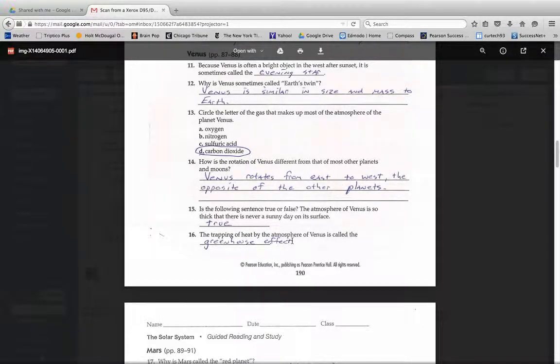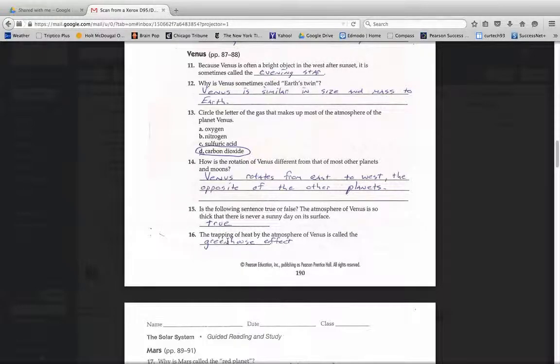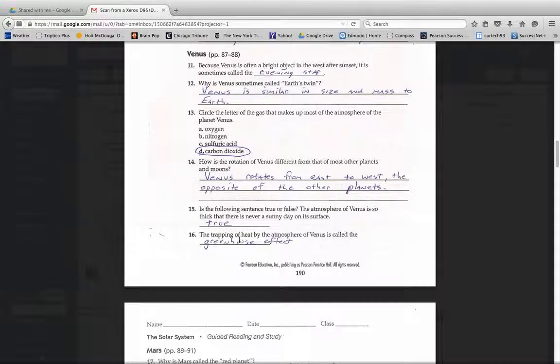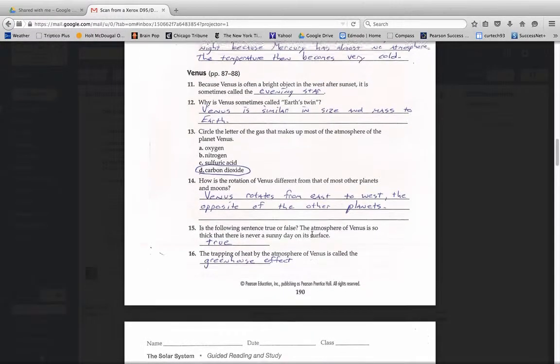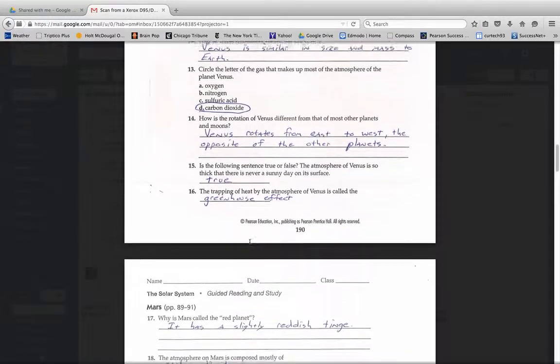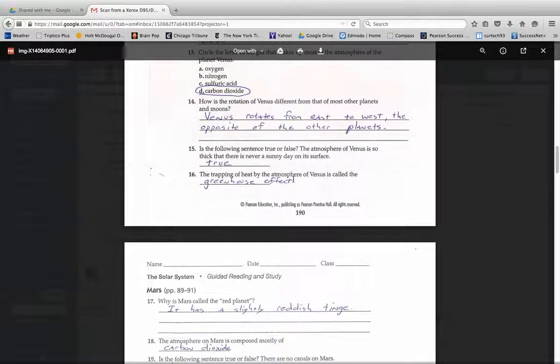So greenhouse effect happens on Earth too. Maybe you've heard of it. The atmosphere traps heat. The air around us traps heat during the day, and then at nighttime it stays warm enough to survive. So Venus is kind of the opposite of Mercury. Mercury has no atmosphere. Venus has a very, very thick, too thick atmosphere. And it gets too warm. It traps too much heat.